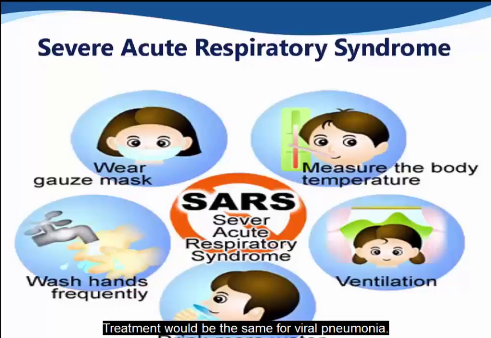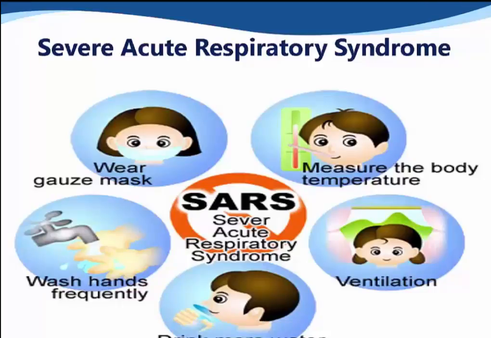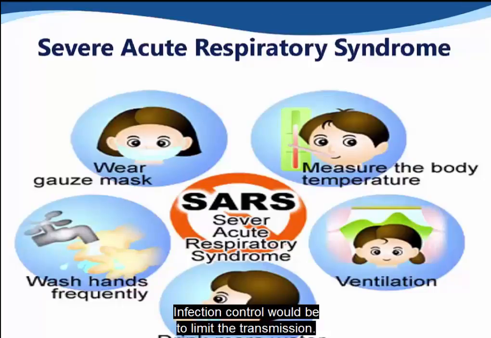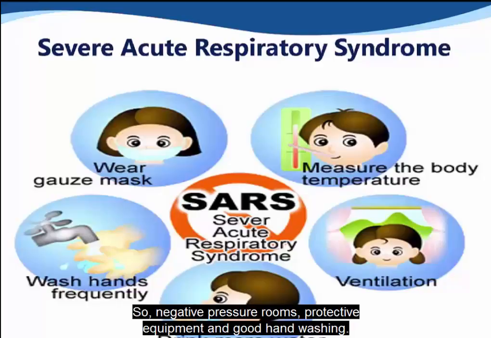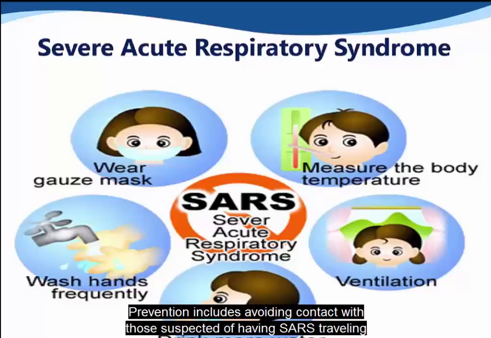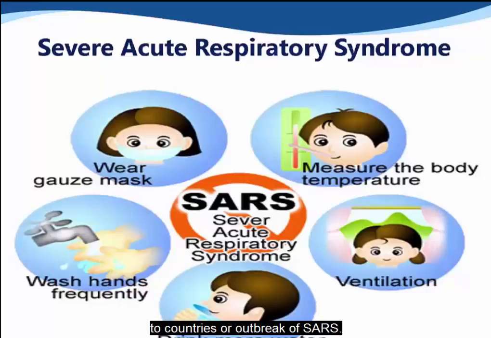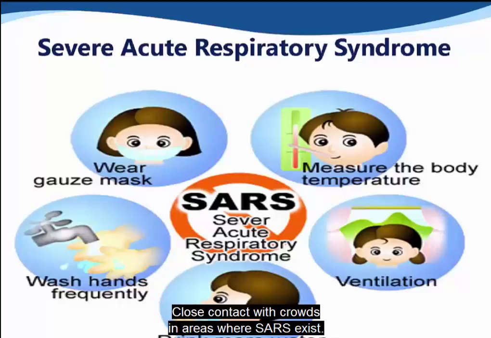Treatment would be the same as for a viral pneumonia. Infection control would be to limit the transmission, so negative pressure rooms, protective equipment, and good hand washing. Prevention includes avoiding contact with those suspected of having SARS, traveling to countries or outbreak areas of SARS, and close contact with crowds in areas where SARS exists.